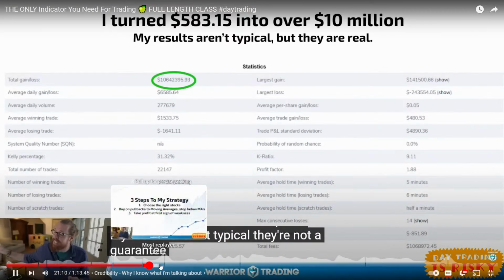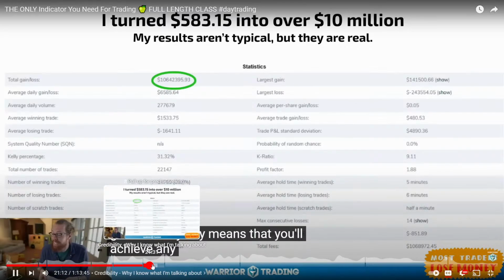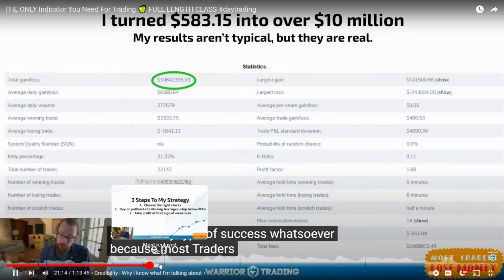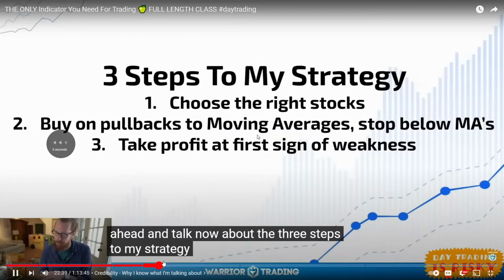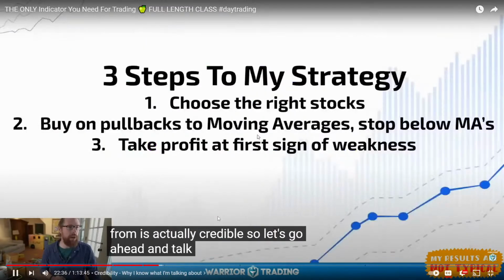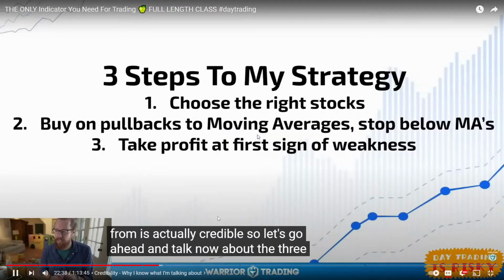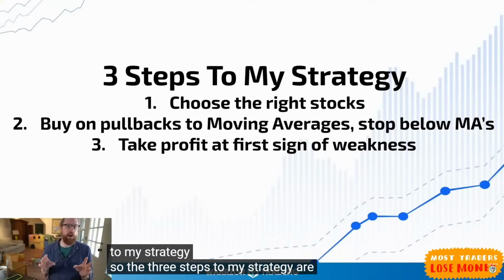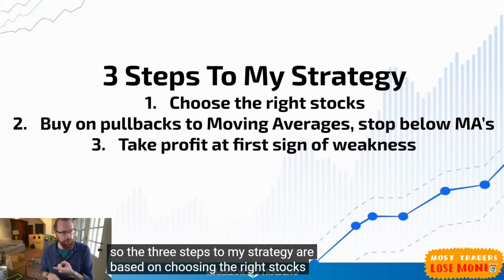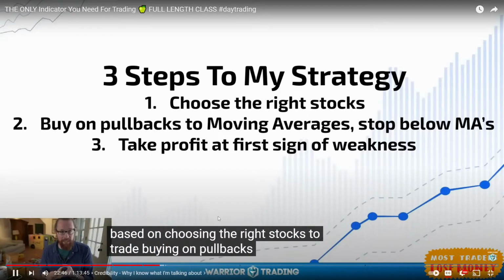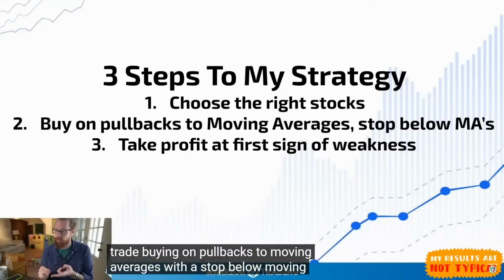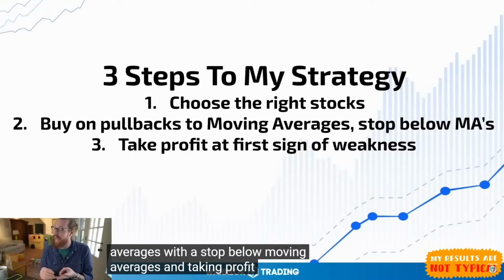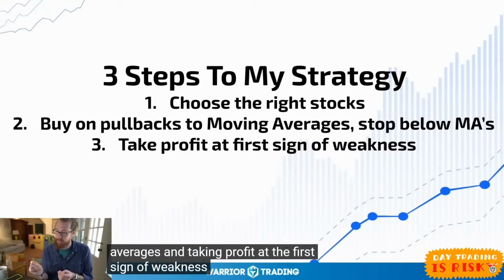They're not a guarantee by any means that you'll achieve any type of success whatsoever, because most traders fail. So let's go ahead and talk now about the 3 steps to my strategy. The 3 steps to my strategy are based on choosing the right stocks to trade, buying on pullbacks to moving averages with a stop below moving averages, and taking profit at the first sign of weakness.